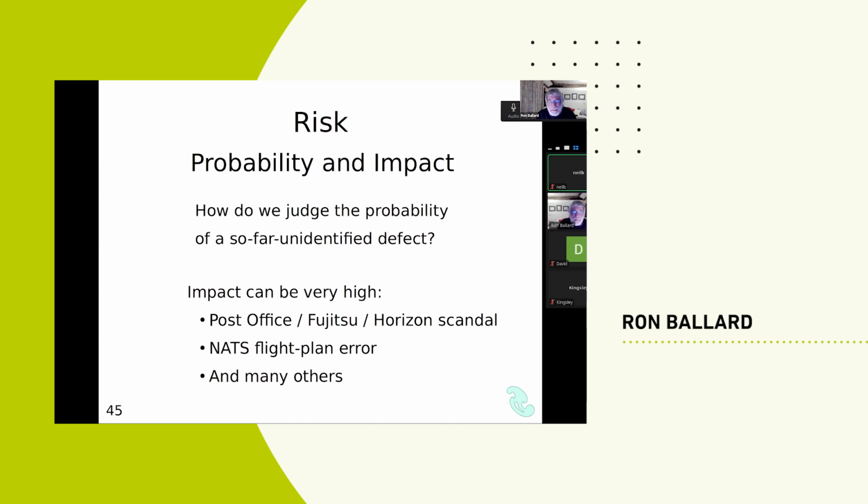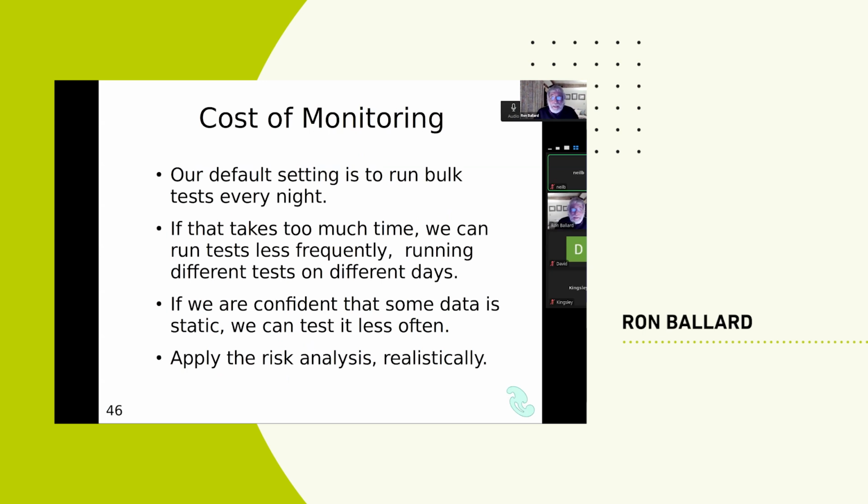How do we judge the probability of a so far unidentified defect? No idea. But the impact can be very high. The thing from the first slide, the flight plan error, had a very high cost. The post office Fujitsu Horizon scandal had data errors, and the cost of that is rolling on even now. And that turned into, of course, a personal cost, not only a financial cost. So checking data is good.